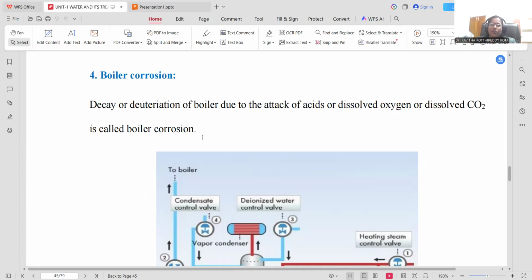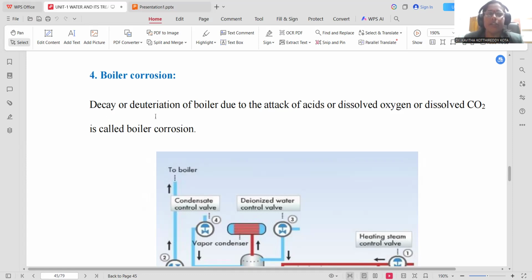And this is the topic of water and its treatment taken from engineering chemistry. This content is taken from the textbook of engineering chemistry authored by Dr. Kavitha Puttireddy Kota. Let me introduce the concept of boiler corrosion.